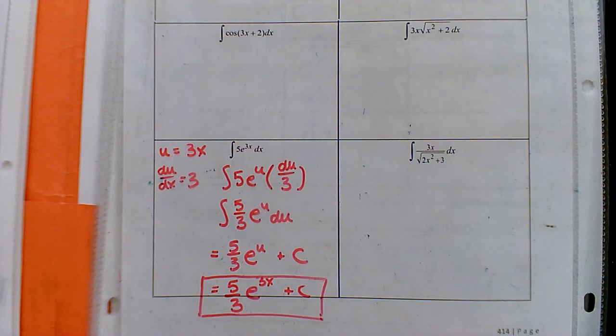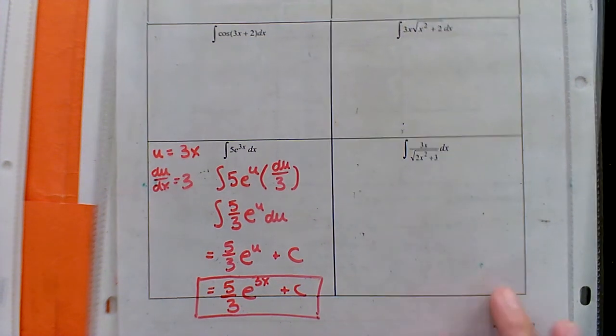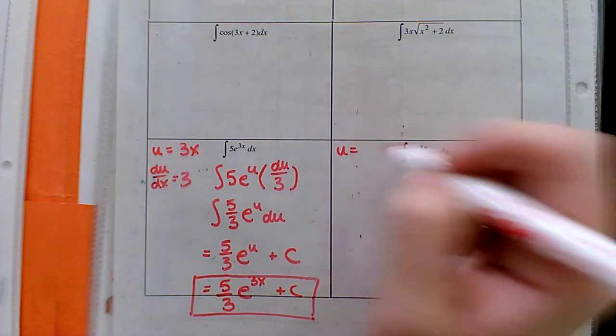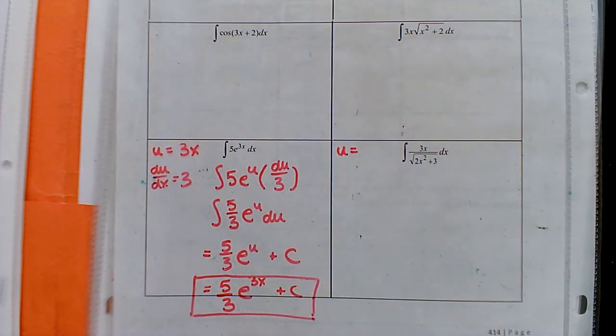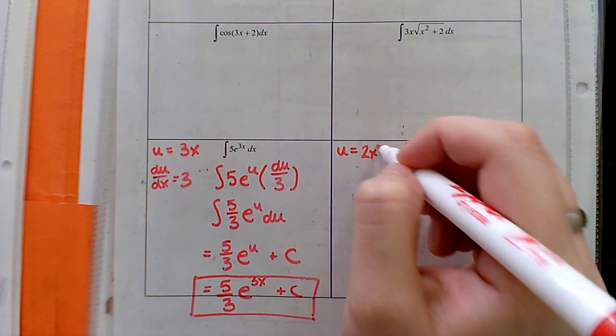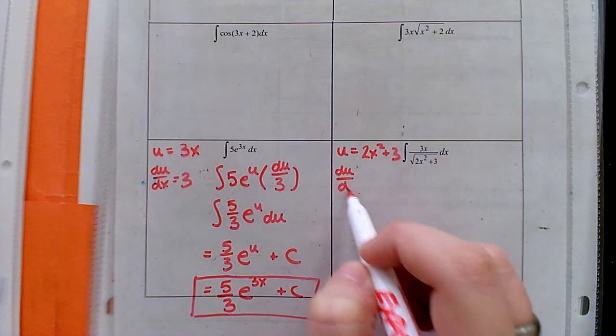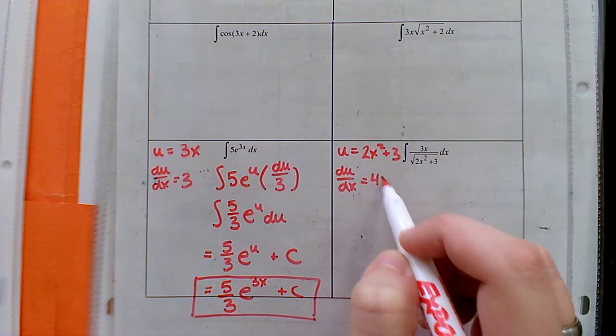All right, let's try the next one. A very complicated integral with x's. Let's change it into an easier integral with u's. What do you want to let the inside be? 2x squared plus 3, okay. If we take the derivative of that, we'll get 4x.